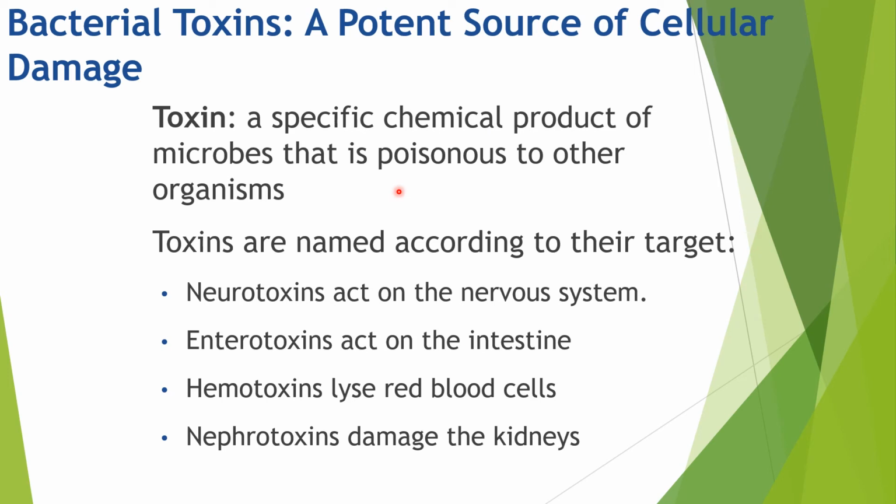A toxin is basically just a product that the microbe is producing, and that toxin is poisonous to the host. When we name toxins, we name them according to what they're targeting. A neurotoxin is going to affect your nervous system. Enterotoxin is going to affect your intestines, and that's why we call them enteric bacteria, the ones that live in your intestines, because entero means intestines. Hemo, coming from blood, refers to toxins that will break down the red blood cells. Nephrotoxins, coming from the word nephron, are going to damage the kidneys.